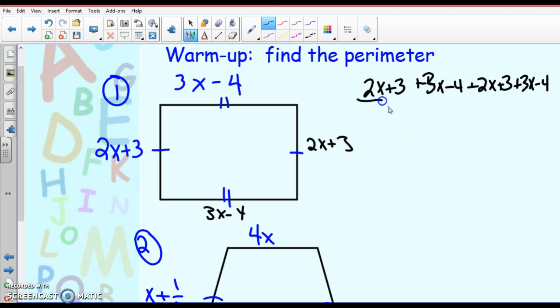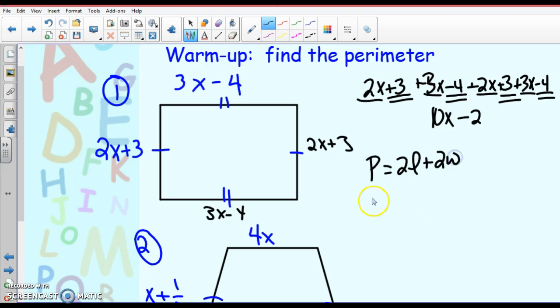Now, if I combine like terms here, I'm going to get 10x, 3 minus 4 plus 3 minus 4 is negative 8 plus 6, minus 2. That's my perimeter. There's another way I can do this. Since this is a rectangle, I can use this formula: 2 times the length plus 2 times the width.